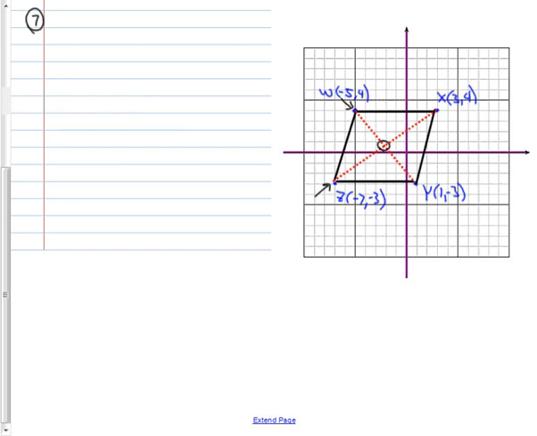So if I am going to get the midpoint of WZ, how do I find a midpoint? Do you remember the midpoint formula?